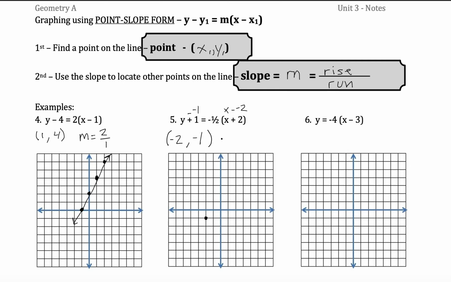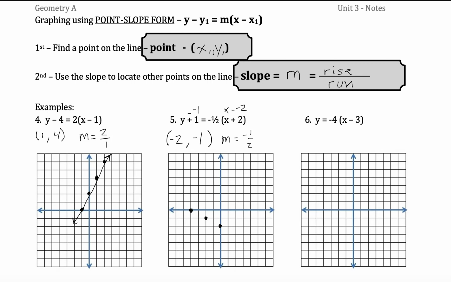Then we want to pull off our slope from our equation. So we have m equals negative 1/2. So remember, that's always rise over run. So we can go down 1 to the right 2. Or we could go up 1 to the left 2.